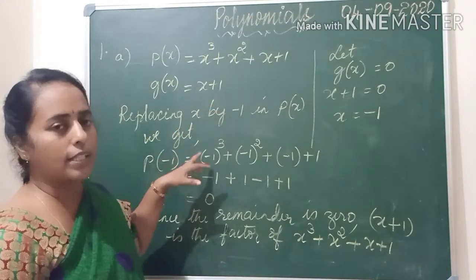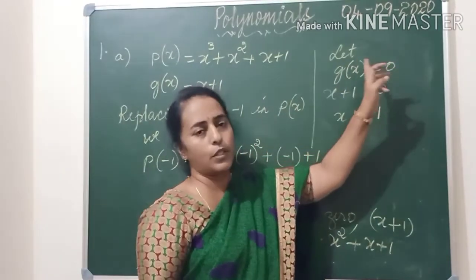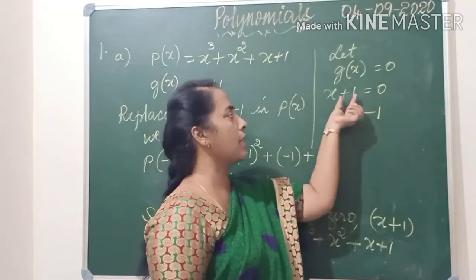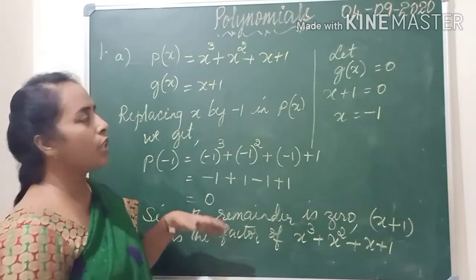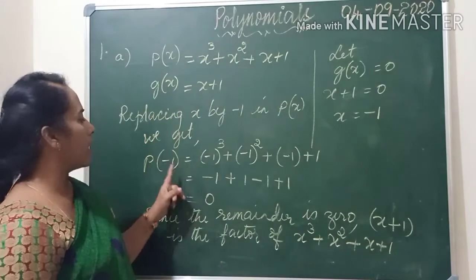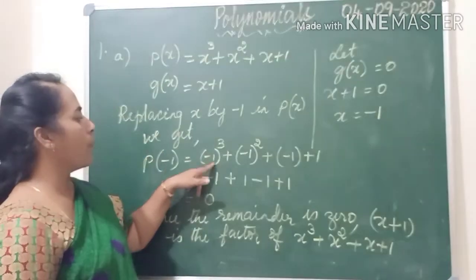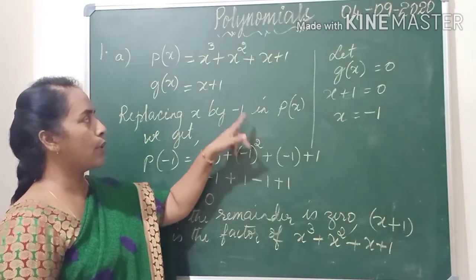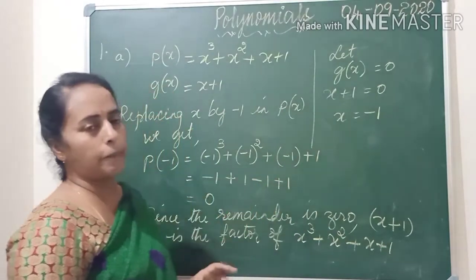We should get the value of x by using the divisor. Let us equate that divisor to 0, that is x plus 1 equals 0, that is x equals, take this plus 1 to that side, it will be minus 1. Now you have to replace this x by minus 1 in p of x, that is p of minus 1 equals, so replace x by minus 1, so minus 1 the whole cube plus x square is there, that is minus 1 the whole square plus x is there, that is minus 1 plus 1.